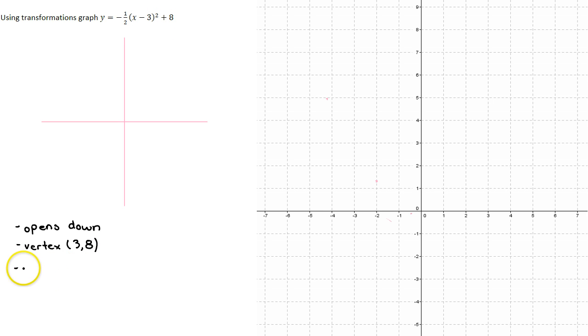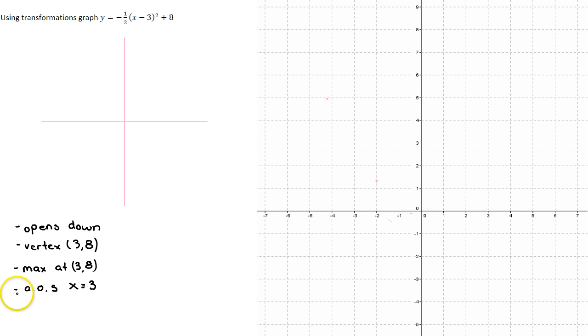We know that it has a max because it opens down. The max occurs at (3, 8). We know that the axis of symmetry, which I often notate AOS, axis of symmetry is x equals 3. And again, we always want to write our axis of symmetry as an equation.